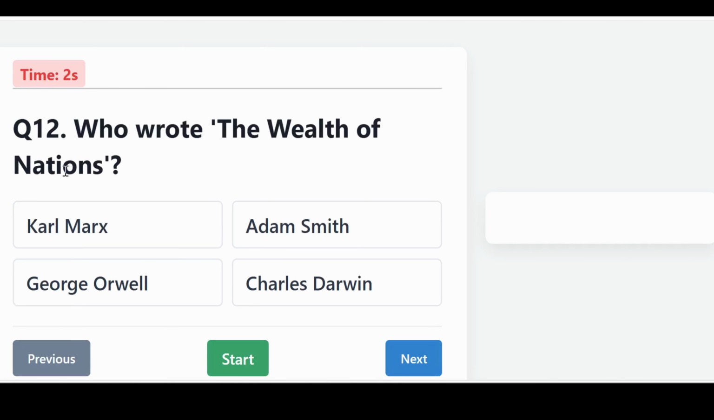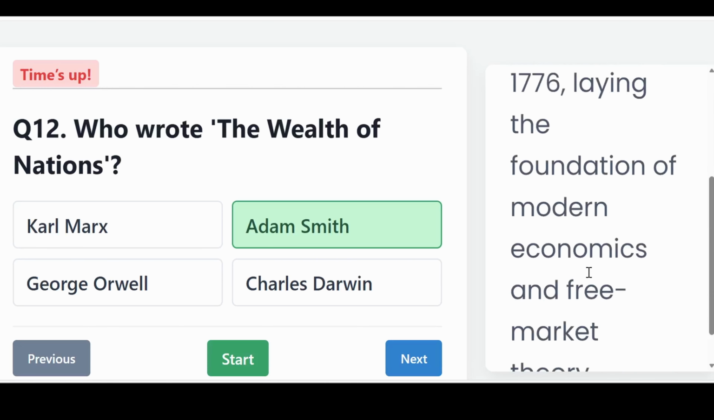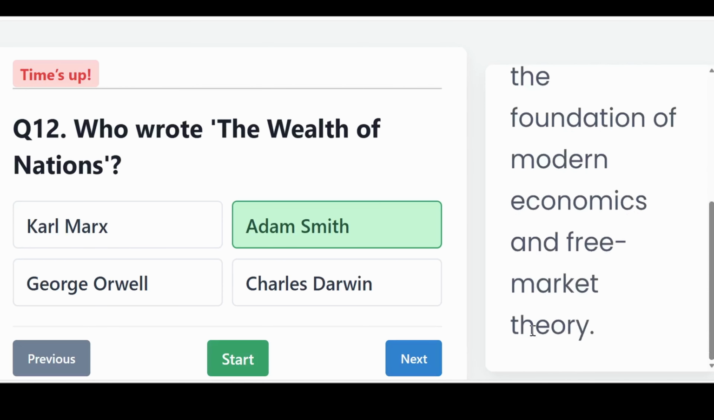Who wrote The Wealth of Nations? Is it Karl Marx, Adam Smith, George Orwell, or Charles Darwin? And the correct answer, Adam Smith. Adam Smith wrote The Wealth of Nations in 1776, laying the foundation of modern economics and free market theory.